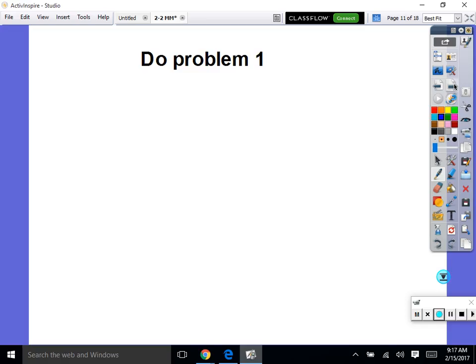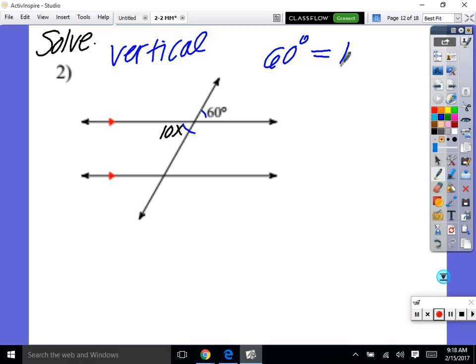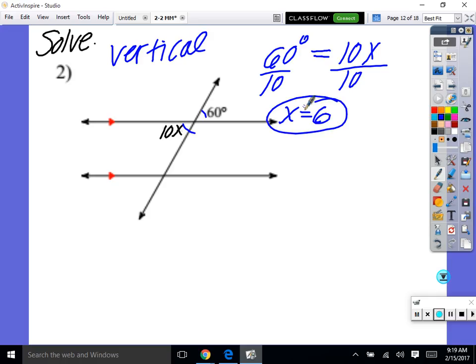Next case, do problem 1, go. I know, I watched you do it. Again, pull yourself away. So what kind of angles are these? Vertical. What do we know about vertical angles? They're equal. So the true statement is 60 degrees is equal to 10x. Now we would solve for x. So we would divide both sides by 10. Thus x equals 6. True?